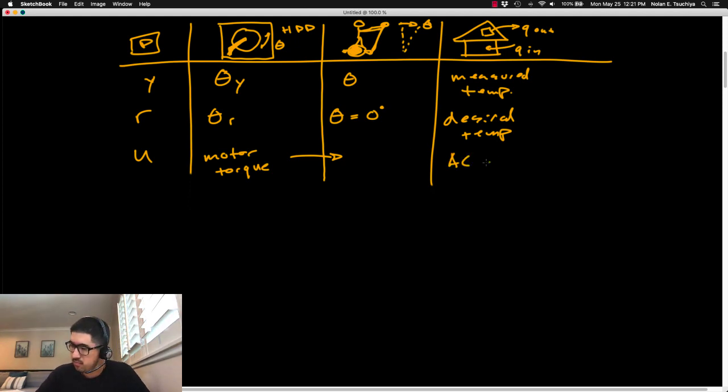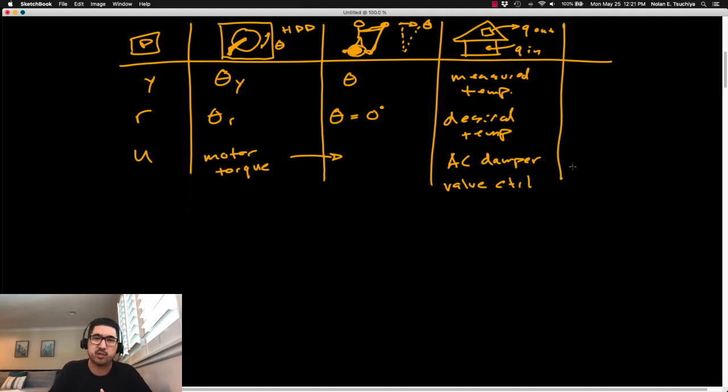Ultimately, through a damper or a VAV or some type of variable frequency drive, you can control the speed of the fan, or you can use some type of cooling coil valve, right? So those are your actuation options for an HVAC system. The point here is that, again, this all falls under that same unity feedback control structure. So any one of these three systems can be controlled by unity feedback.